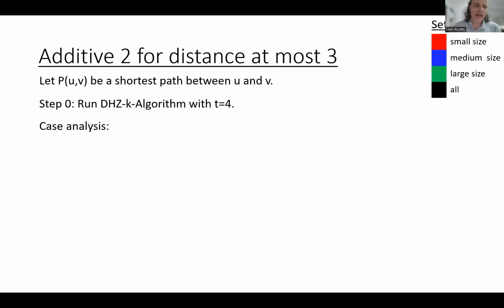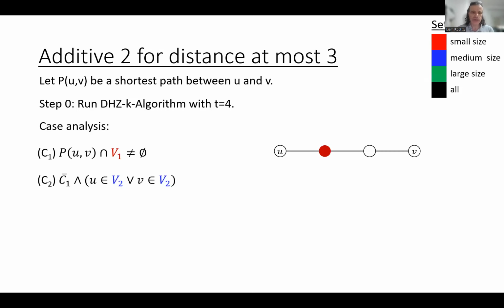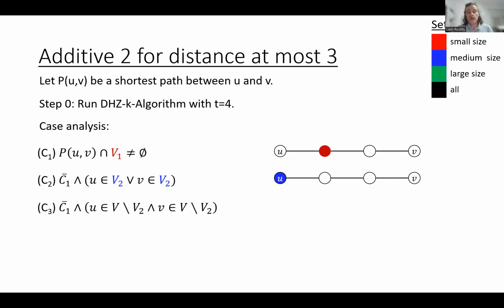And let's see how we are going to deal with the distance. So we have 3 cases. The first case is that the shortest path between u and v has no vertex from V1, which is the set of high degree vertices, so it's red. The second case is that we are not in the first case, so some vertex is of high degree, but either the u endpoint or the v endpoint is of medium degree, so they are in V2. And the third case is that we are not in the first and the second, and we have here 2 subcases.